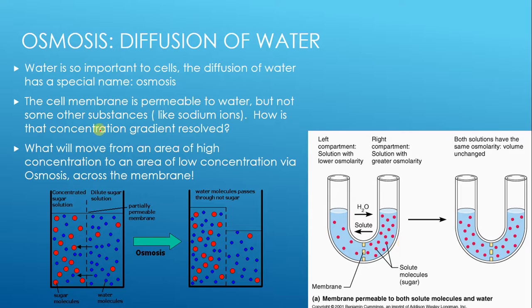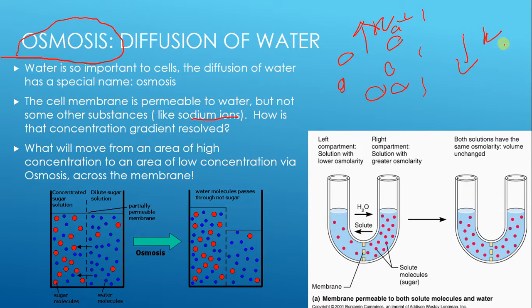Alright, water is so important that we need to talk about it by itself. The diffusion of water is called osmosis. Osmosis is just the diffusion of water. The cell membrane is permeable to water, so water can fit through, but not substances like sodium ions. So if we have a high concentration of sodium, say here's our plasma membrane, high concentration of these particles, and there's sodium ions, low concentration of sodium in here, how do we balance that out?